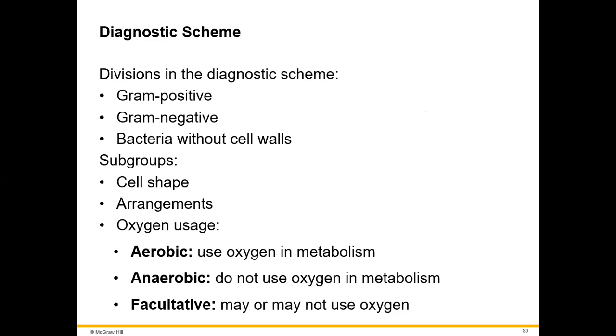Diagnostic scheme. So you would first determine whether something was either gram-negative or gram-positive, and whether it had a cell wall. You would look at shapes, arrangements, and oxygen. So most bacteria are aerobic, but some are anaerobic. In other words, they don't use oxygen in their metabolisms. Some of them are facultative. They can switch back and forth between being aerobic and anaerobic.